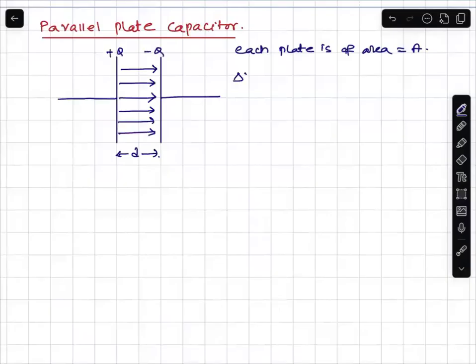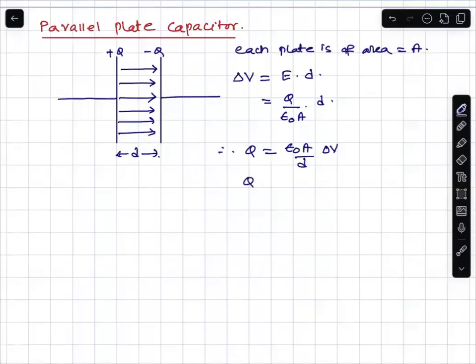So what is the potential difference between these two plates? It is nothing but electric field times the distance between them, since it is a uniform electric field. From Gauss law, we know the electric field inside is Q by epsilon naught A. Yes or no? Times d. So therefore, I can now write Q as epsilon naught A by d times delta V. How does it look? Q is proportional to delta V, so the proportionality constant is epsilon naught A by d.